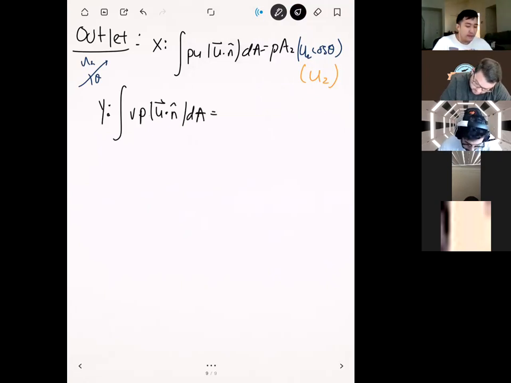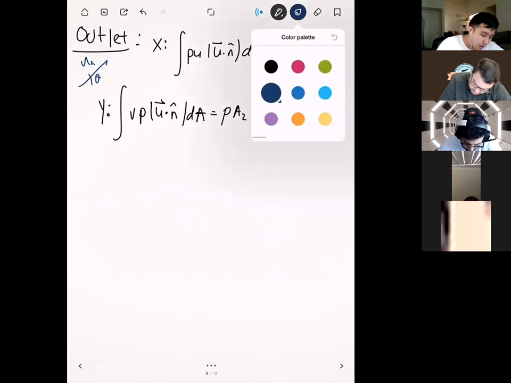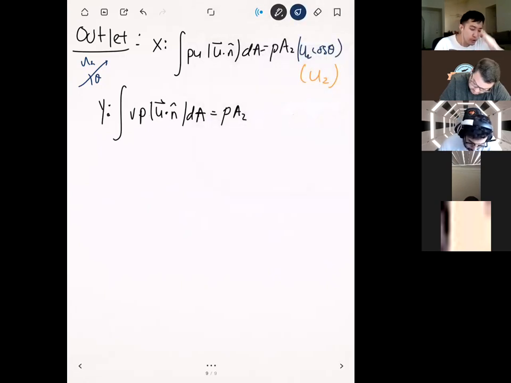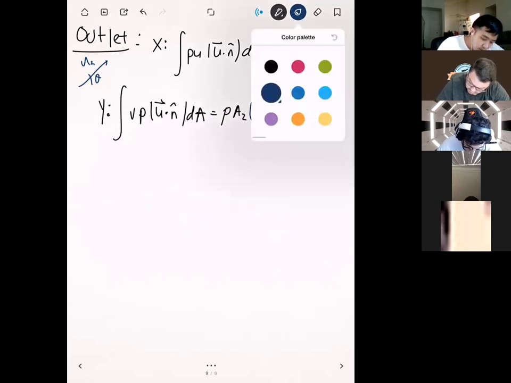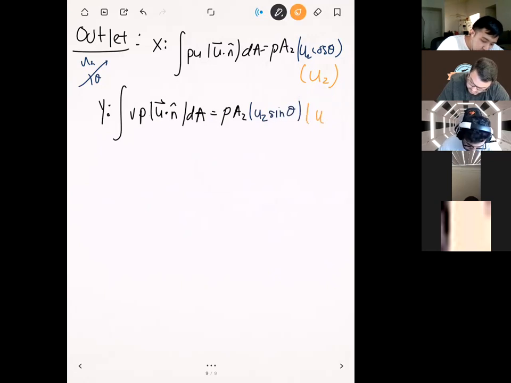And then finally, we can do the y component. In the y component, we have rho A2. Our component velocity is going to be U2 sine theta. And then our carrying velocity here is just going to be U2.